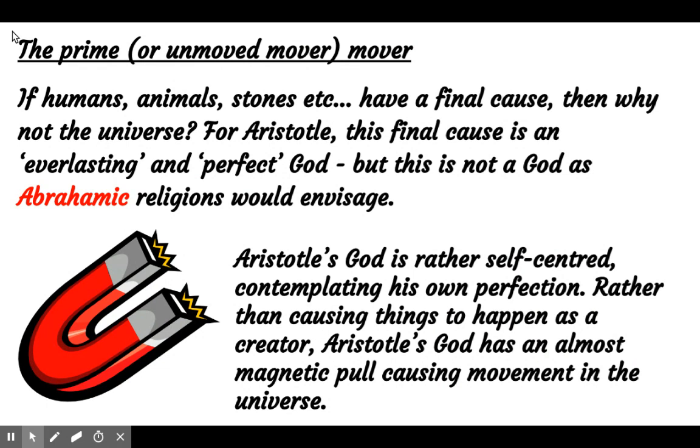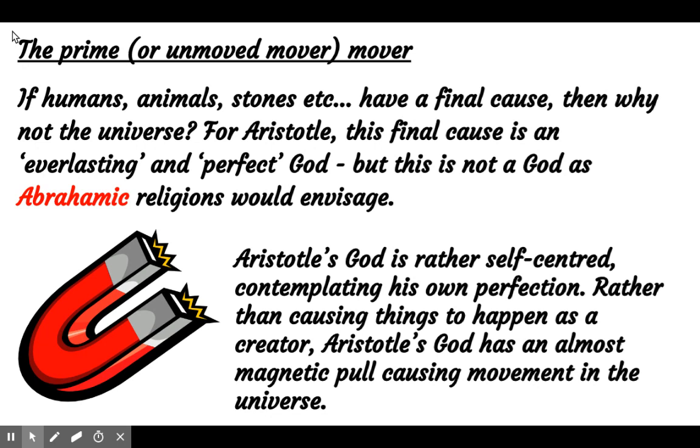Aristotle then moves on to say, well, if humans, animals, stones, etc., have a final cause, then why not the universe? Surely the universe must have a cause in itself. For Aristotle, the final cause is an everlasting and perfect God. Now, I should say that this is not a God as Abrahamic religions would envisage. So it's not God in the same way as Judaism, Islam, or Christianity would envisage. Aristotle's God, on the other hand, is rather self-centered, contemplating as he does his own perfection.